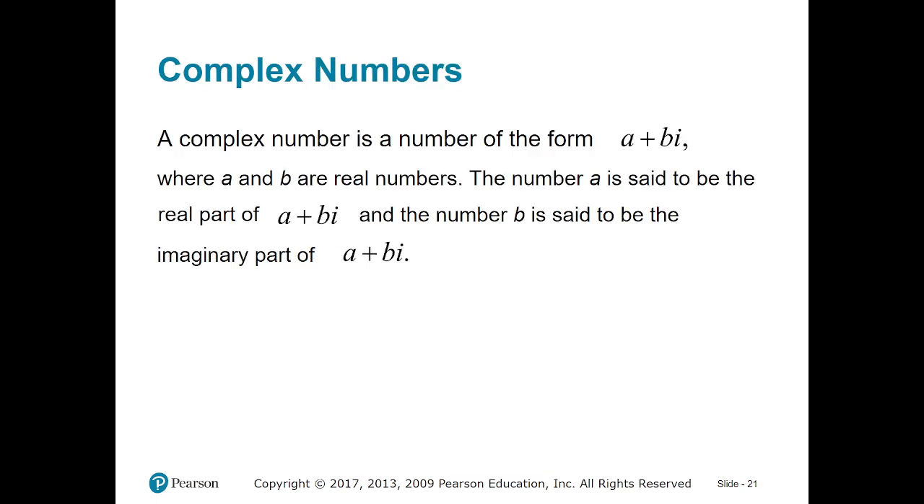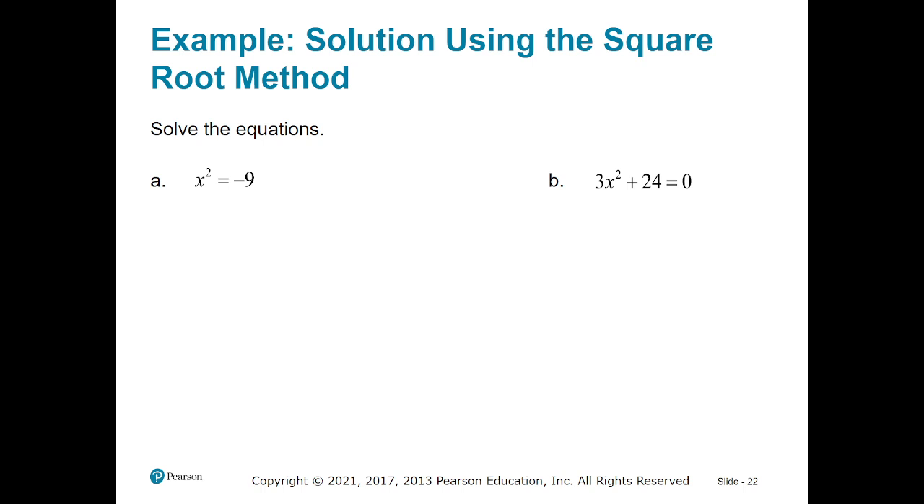Okay, so basically we're going to say that a complex number has this form here. We've got some a and some b times i, where a and b are real numbers. We say that a is the real part of the number, and then we say b is the imaginary part, or the complex part. Okay, so now we can use this idea of complex numbers along with our square root method to still solve these equations. But we're just going to recall that sometimes our answers may be complex numbers.